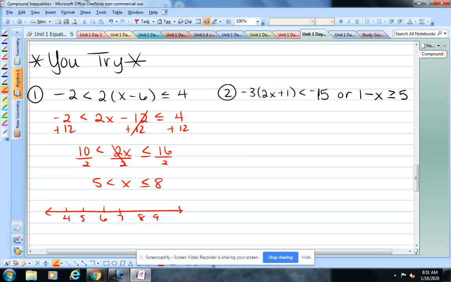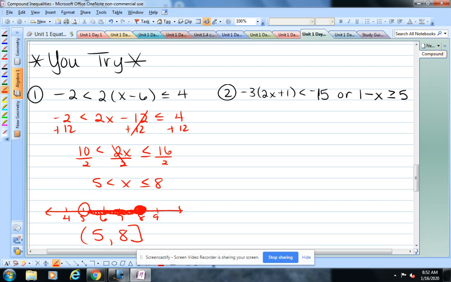Does 5 get an open circle or a closed circle? Open. Does 8 get an open or a closed? And where do we shade for ands? In the middle. Does y'all's number line look like mine? And what's the interval notation? Parentheses, 5, comma, 8 bracket. Raise your hand if you got number 1 correct. Are there any questions? You fixed it.